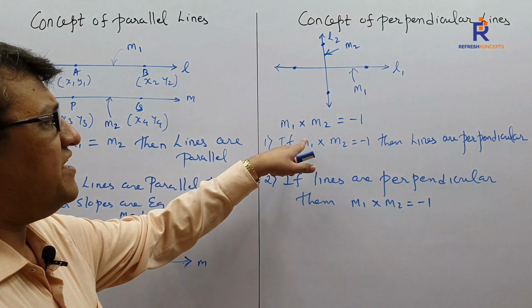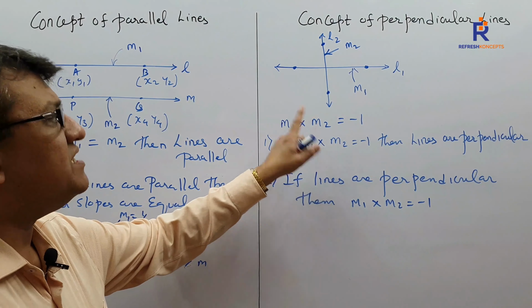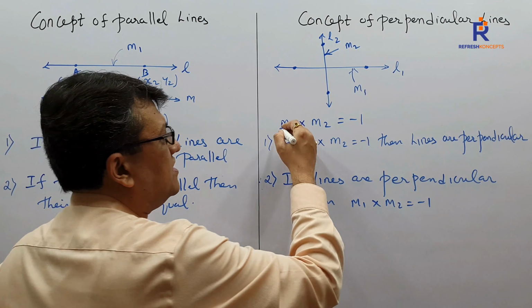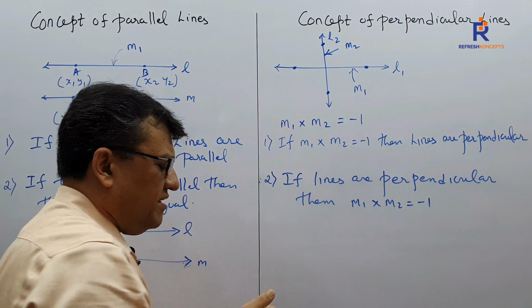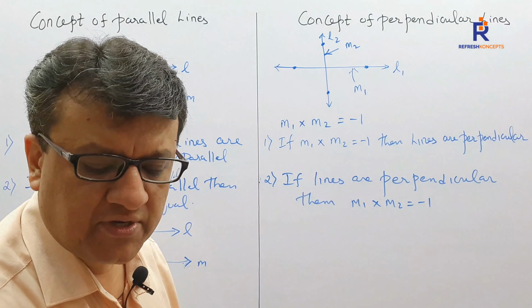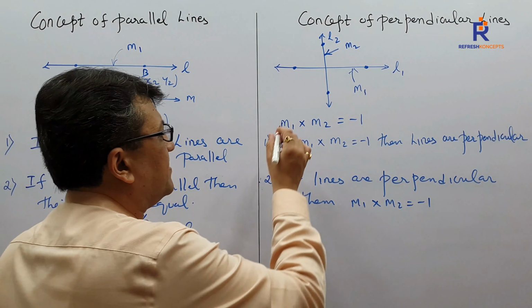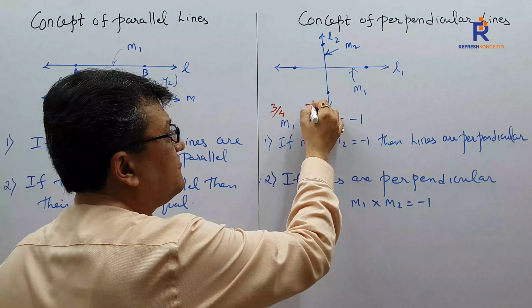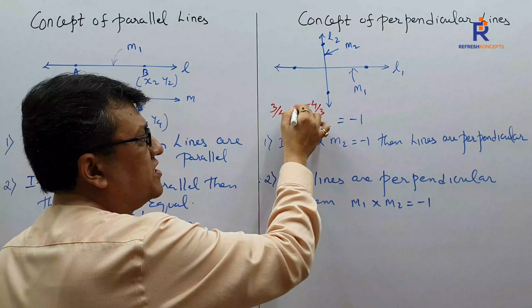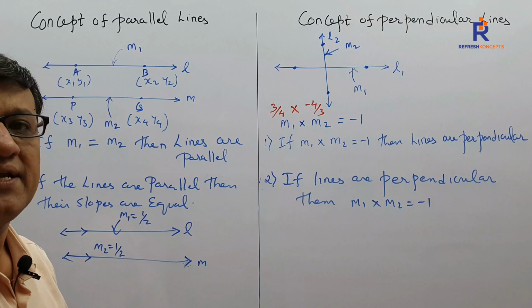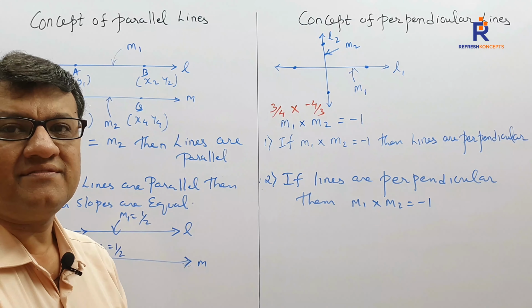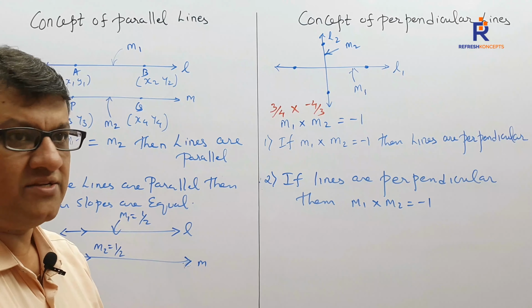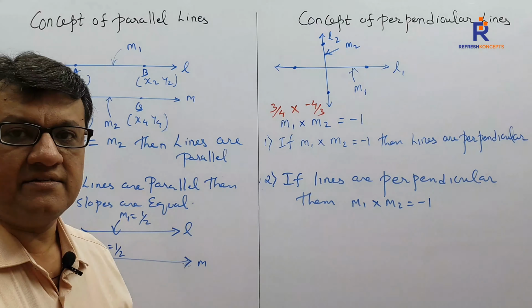So for instance, if I want to check whether the lines are perpendicular or not, say for instance, the value of M1 turned out to be 3/4 and the value of M2 turned out to be -4/3. Now children, what is the product of 3/4 into -4/3? Answer is -1. So I can say the lines are perpendicular.